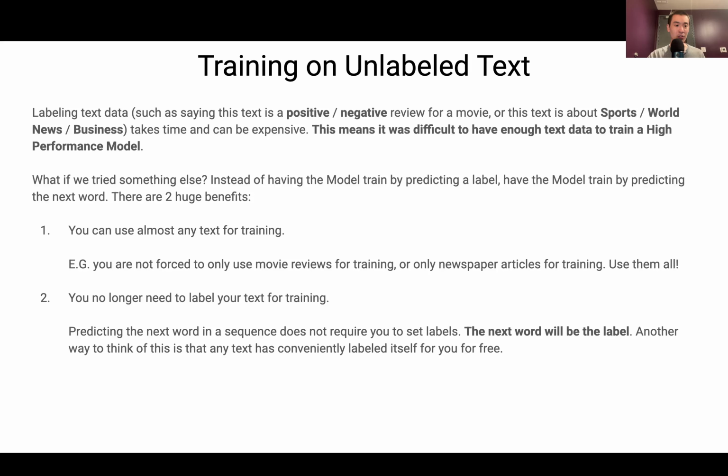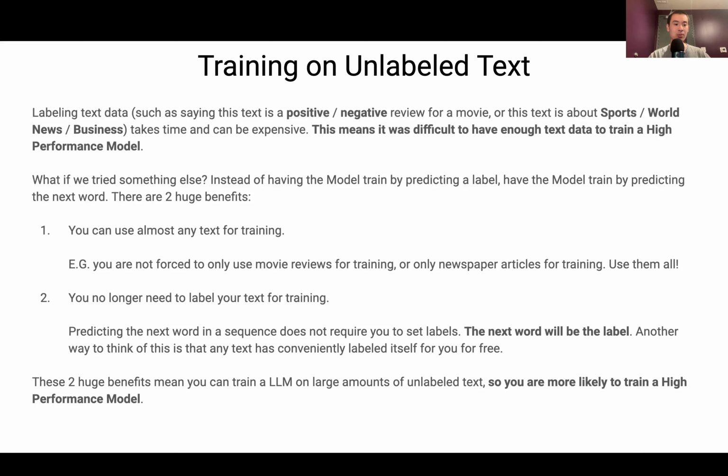The second benefit is you no longer need to label your text for training. Predicting the next word in a sequence does not require you to set labels. The next word will be the label. Another way to think of this is that any text has conveniently labeled itself for you for free. And these two huge benefits mean you can train an LLM on large amounts of unlabeled text, so you are more likely to train a high performance model.